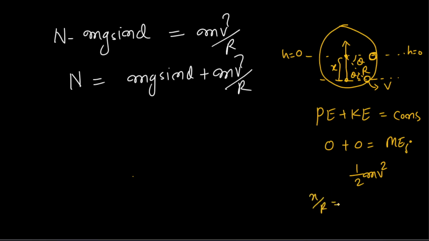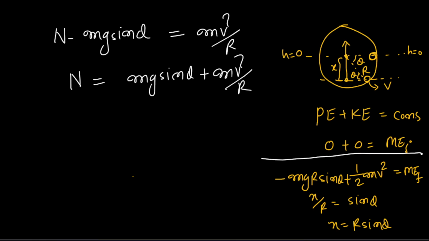x by r is equal to sine theta, right? So x is equal to r sine theta. So potential energy will be how much? Minus mg r sine theta, plus this is equal to the final mechanical energy. So let me mark it. The final mechanical energy is this one, and the initial mechanical energy is 0. So both have to be equal.